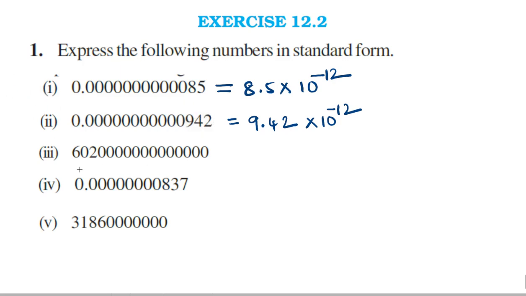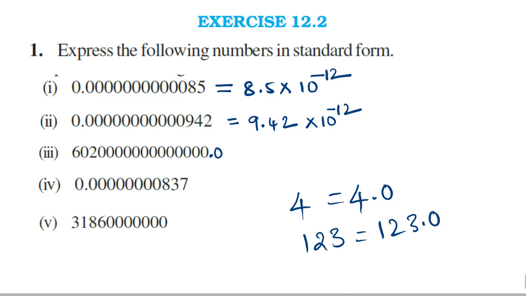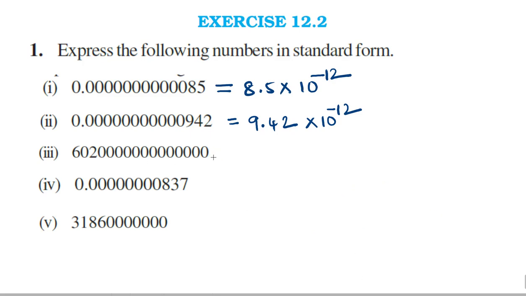Then the third one. Here there is no decimal point. Then where can we write the decimal point? We can write it easily like this, 0.0. That means suppose we have 4, we can write 4 as 4.0. Suppose we have 123, we can write this one as 123.0. Like that we can write. Similarly here also we can write 0.0 like that.